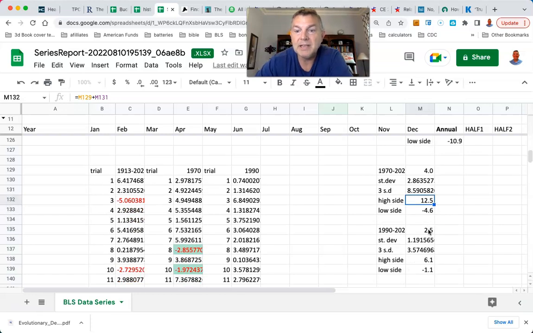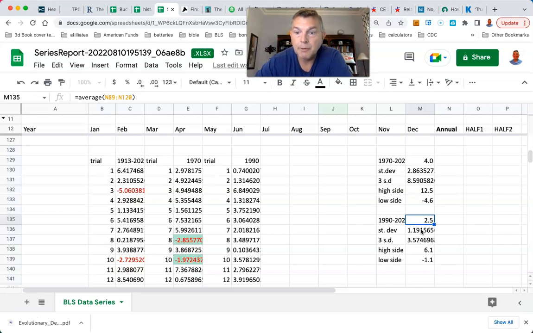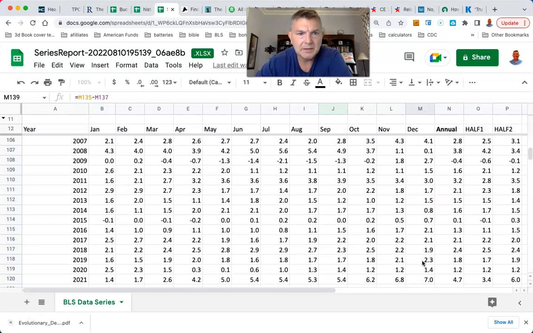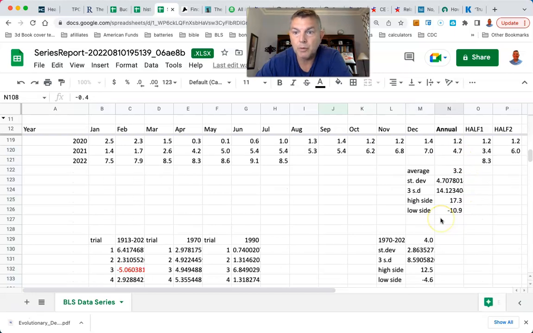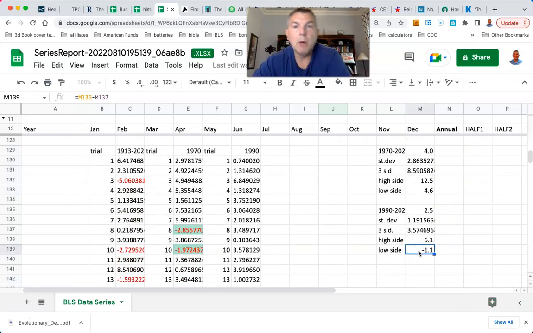Anyway, so from 1990 to 2021, our average inflation was only 2.5 with much lower volatility, i.e. standard deviation. All right, so here, though, we still have a high side of 6.1. That's the highest we've seen from 1990 to 2021, 6.1 within 3 standard deviations, and a low side of -1. So again, we haven't come anywhere near the low side. I think in 2009 it was 0.4. So we're well within the third standard deviation on the deflationary side.